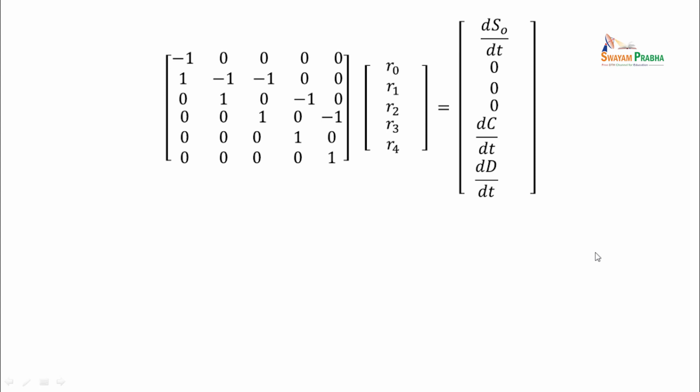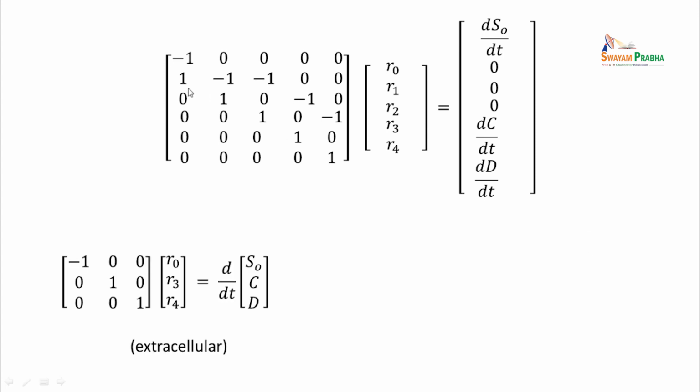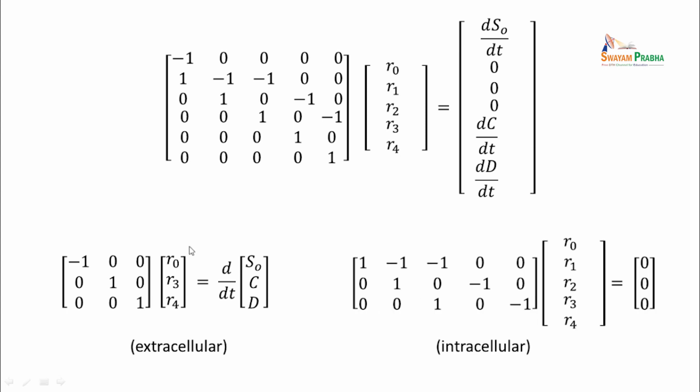Let them be there. If this is the case, then you could split up this matrix as related to extracellular and intracellular matrices, because the intracellular metabolite related matrices will vanish. Okay, I've just taken R0, R3 and R4 and written the stoichiometric matrix from this part, which is relevant to that, to give us d/dt of S0, C and D, and this is for the extracellular part.